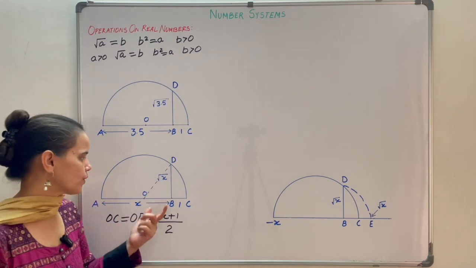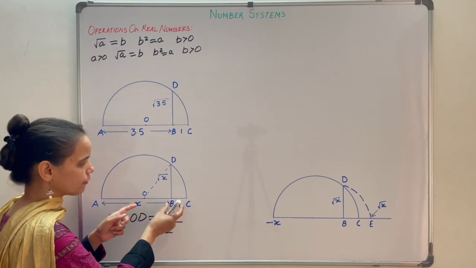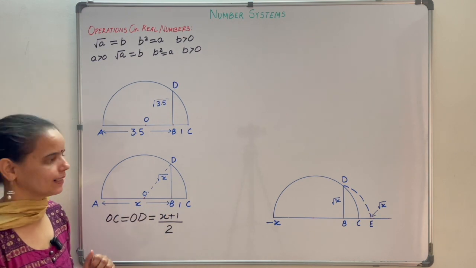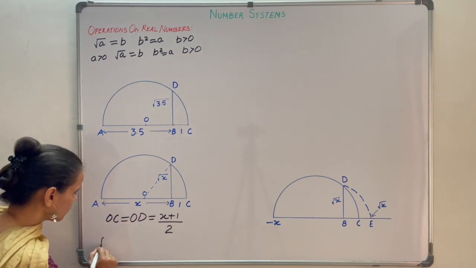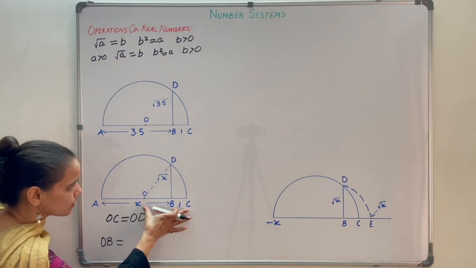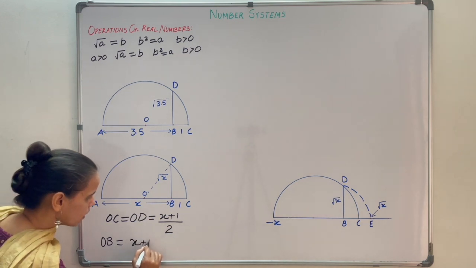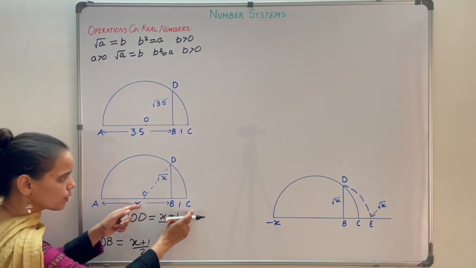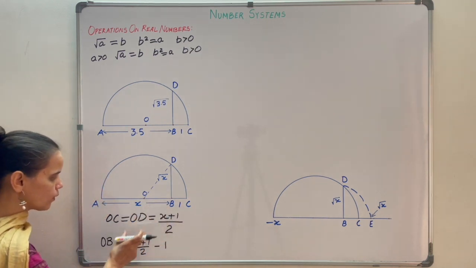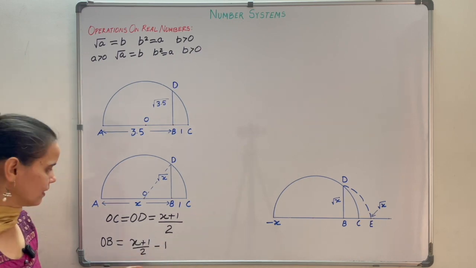Now we have to find out how much is OB. That is simple. From OC, if I subtract this 1 unit, we will get this OB. Let us find out. So OB is equal to, from this OC, how much is OC? X plus 1 upon 2 is your OC. If I subtract 1 from this, we will get OB. So we can rewrite 1 as 2 by 2, right?